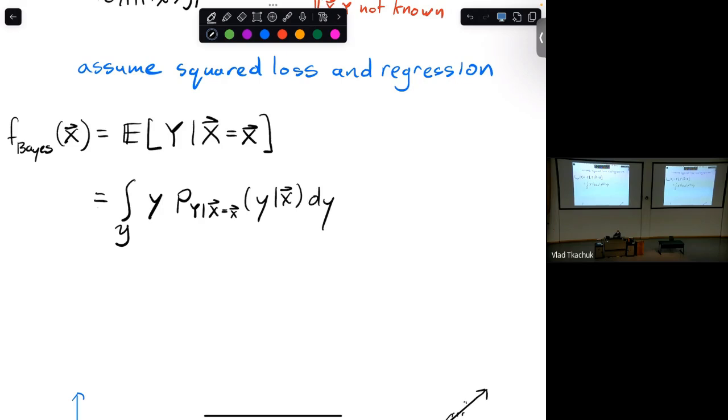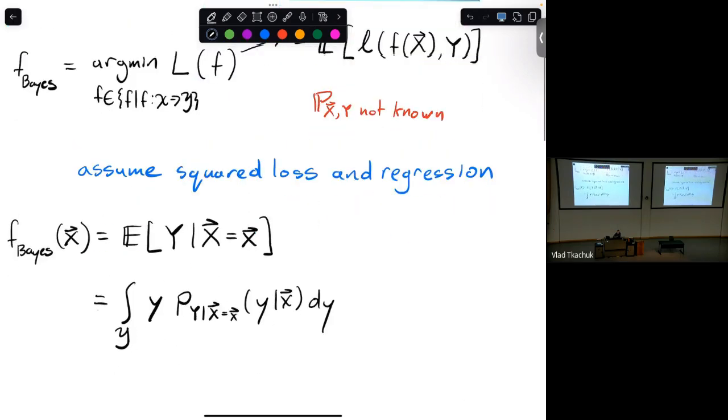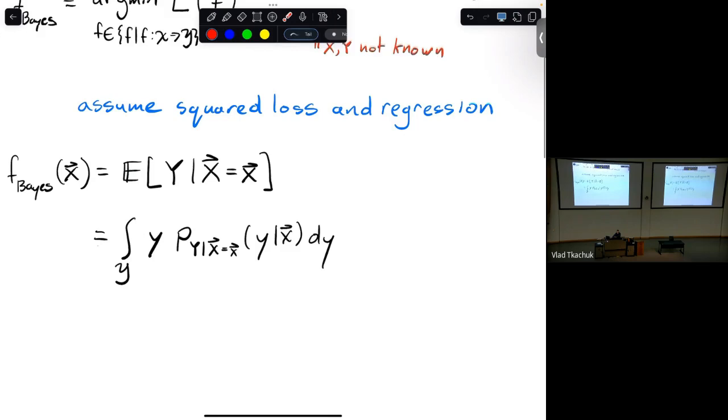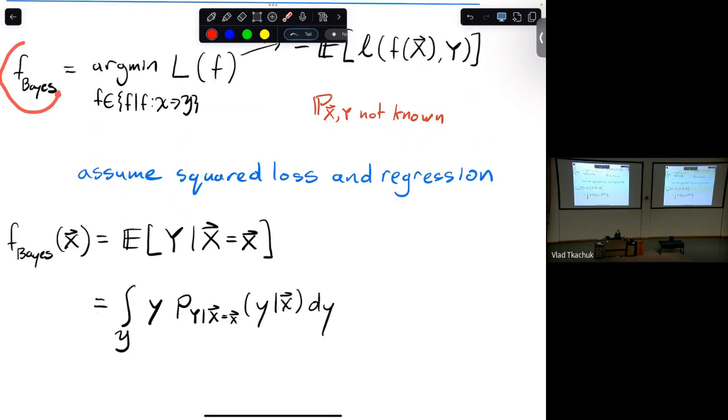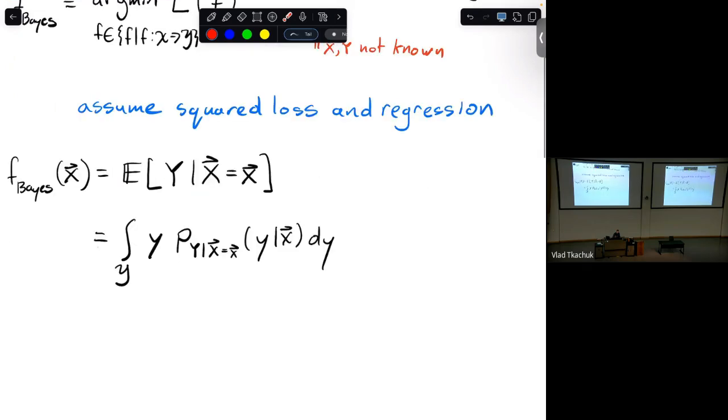Okay. So the reason I spent all this time is because this step is very important to understand what we just did. It turns out that f Bayes has this closed form solution. It's always going to be the expected value of y given x for this regression setting with the squared loss. And one way to design a learner is to just estimate this quantity directly, right?